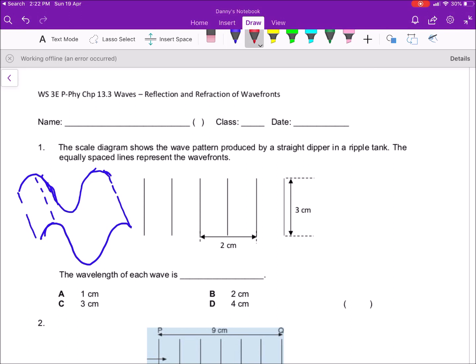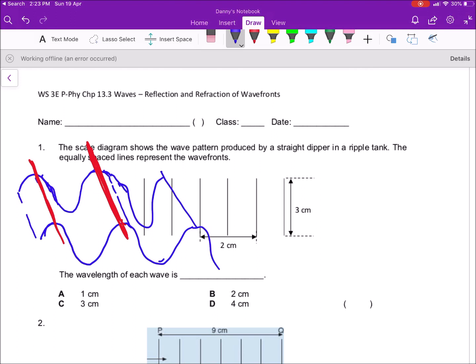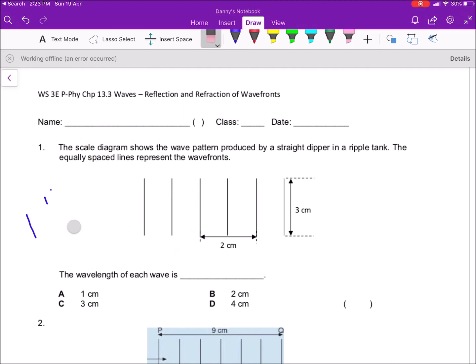So what is the wavefront down here? Because your wave exists in 3D, it is not a singular line. It will be a continuous thingy like that, and then it will be like that, you see? So you have to imagine it that way. If you look at it from the very top, then it will appear as just lines like what you are seeing here. Down here we have a few measurements, 2 and 3.